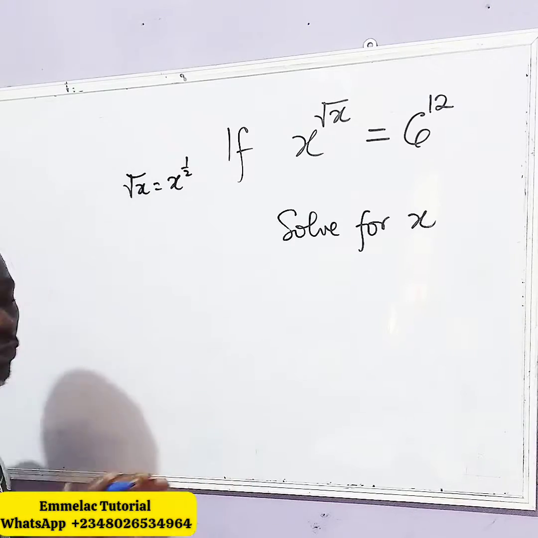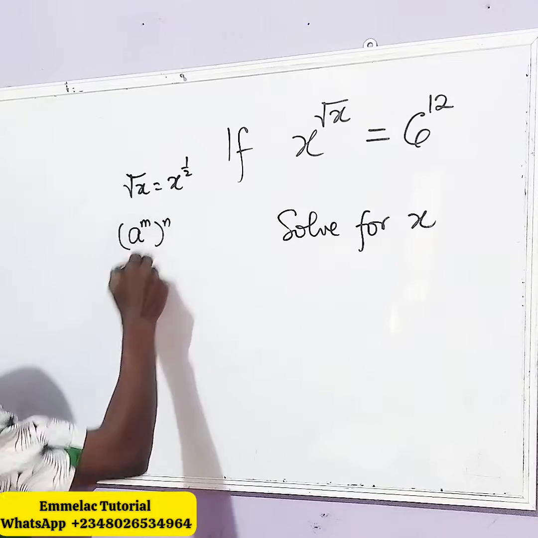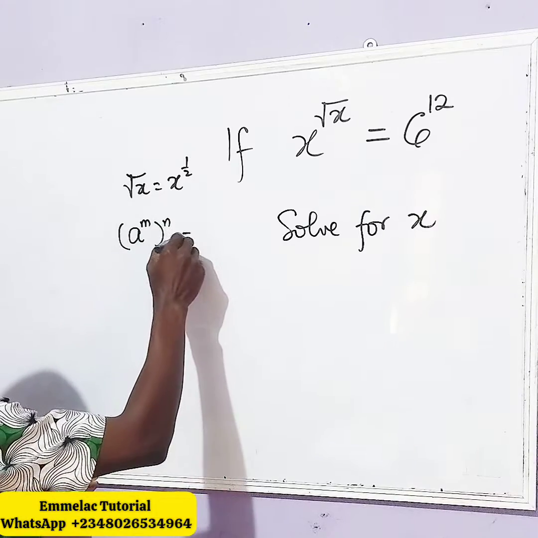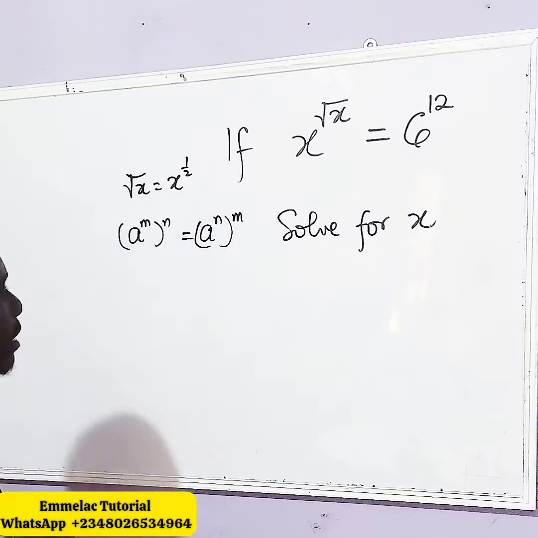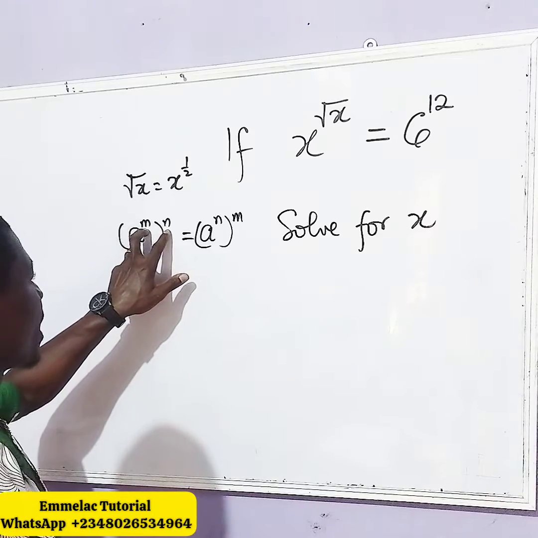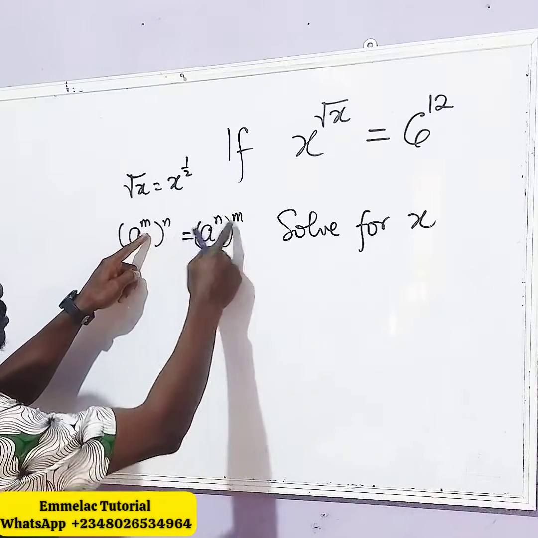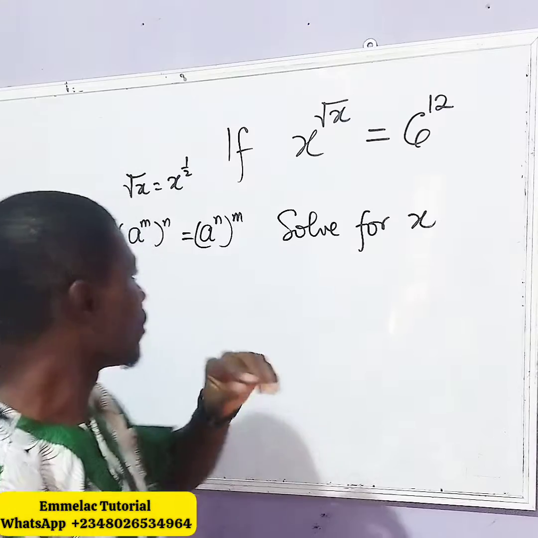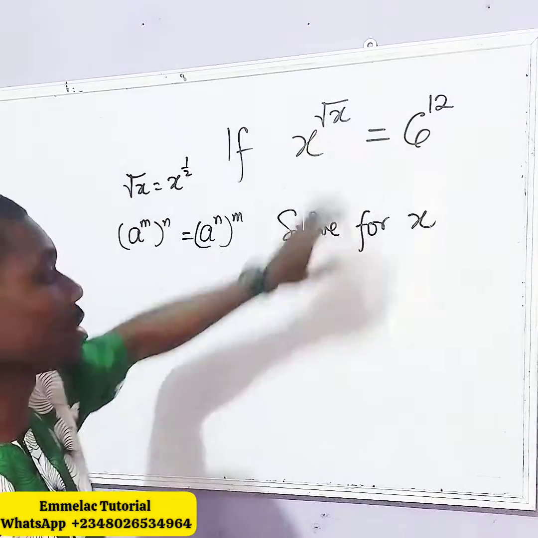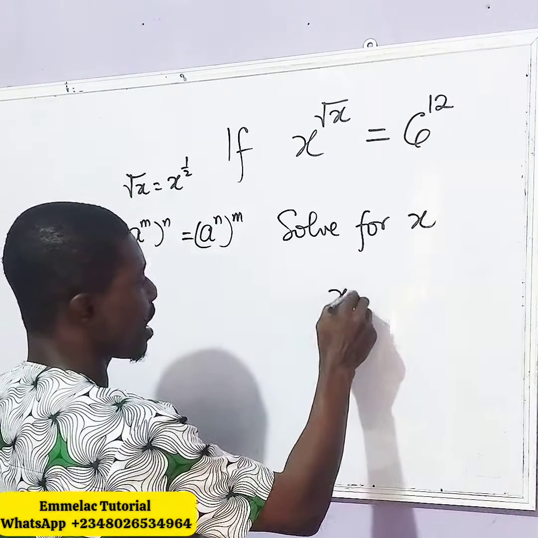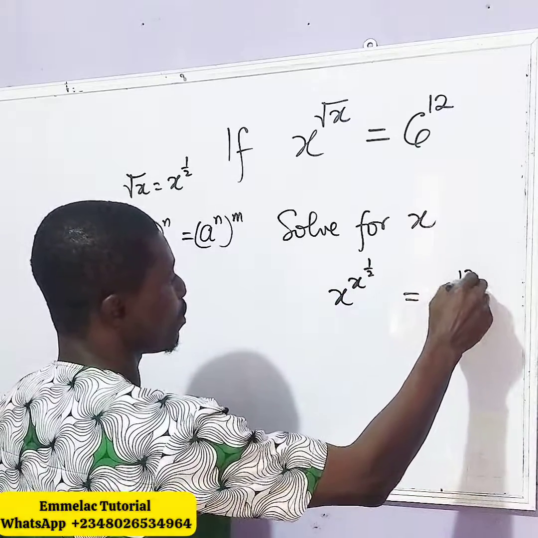Another rule in indices or exponents: if you have a raised to m, raised to n, this gives you the same thing as a raised to n, raised to m, as m and n here are commutative, so you can just exchange them. With this rule, let's apply the first one to this. So here we have x raised to 1 over 2 equals 6 raised to 12.